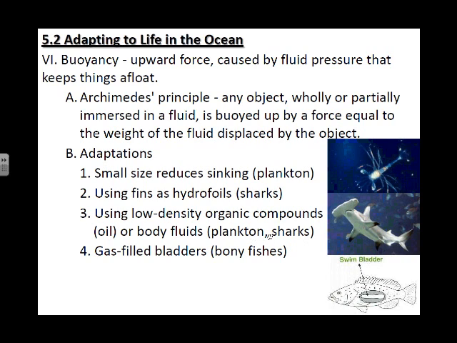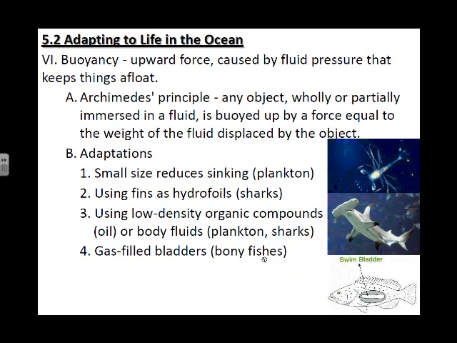Also, in sharks and plankton, they'll store oil. Plankton will have little oil droplets in them because oil is less dense than water. And sharks' livers are extremely oily, and they help them to remain buoyant in the ocean.